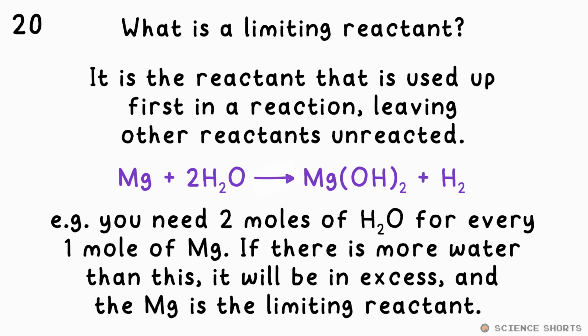What is a limiting reactant? It's the reactant that runs out first in a reaction. For example, if we have 1 mole of magnesium and 2 moles of water, there should be neither left over when the reaction has completed. If you have 3 moles of water though, the water is in excess, we say, as the magnesium will run out first. The magnesium is the limiting reactant in this case.